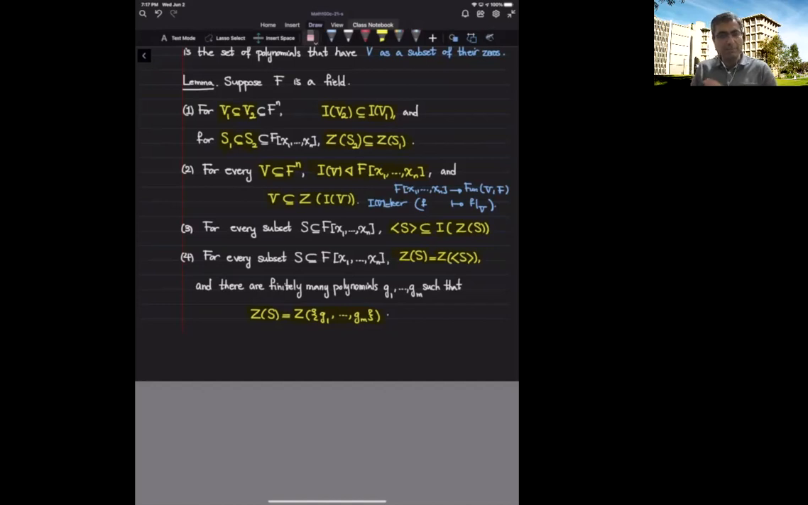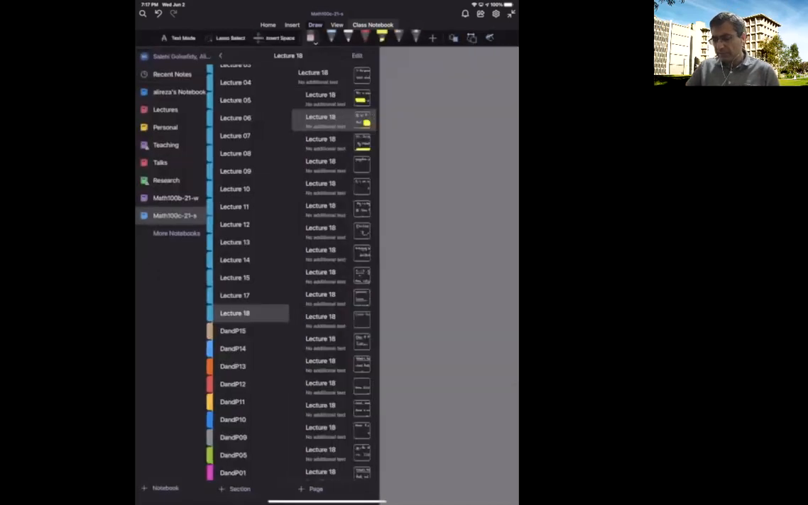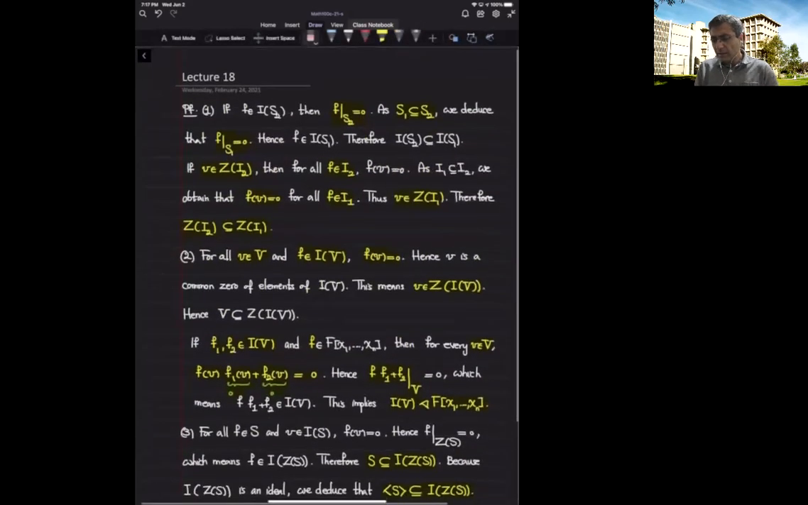Okay, so this is the hardest part of this lemma, and essentially we will be using Hilbert's basis theorem in order to show the last part of this lemma. We have already proved many parts of this lemma, but let me go through the arguments again, but rather quickly. So let's start with part 1 again.